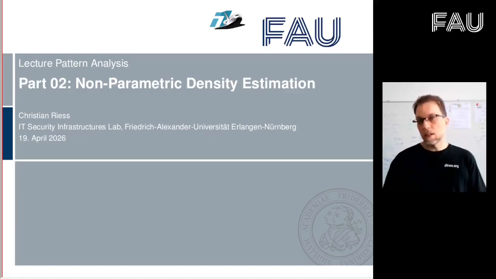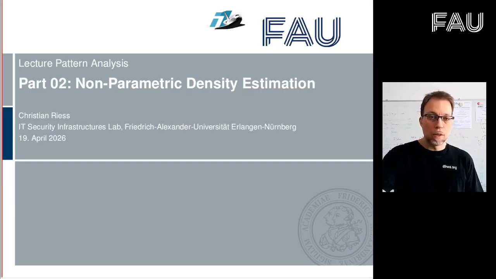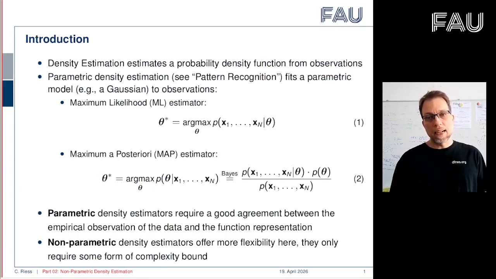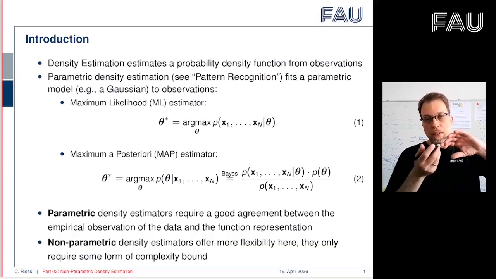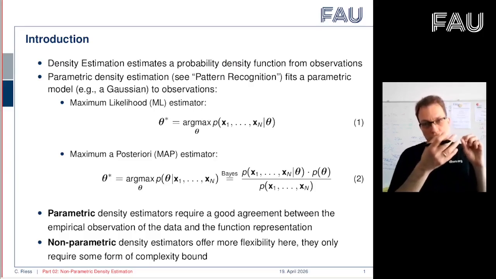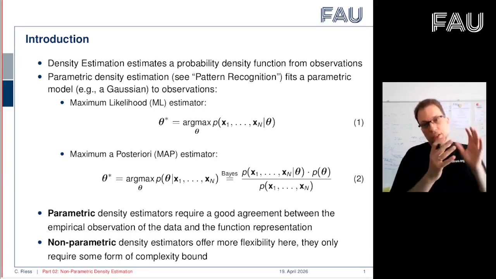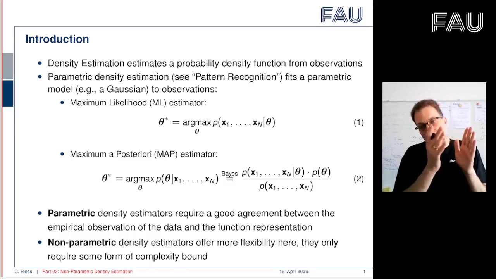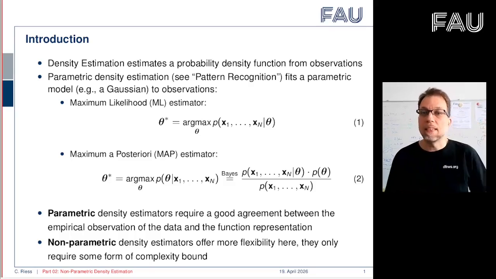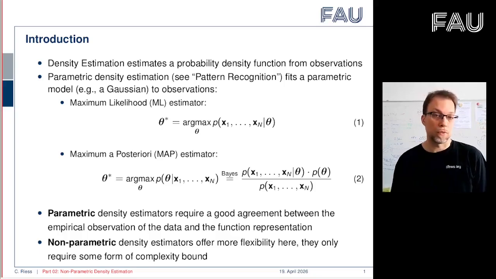So the second topic for today is non-parametric density estimation. Density estimation estimates a probability density function from observations. So we have the sampling now, that we draw a sample from a distribution. Now we have the other direction, that we say, okay, there are samples or observations, and we want to create a probability density function out of this. This is not exactly new.